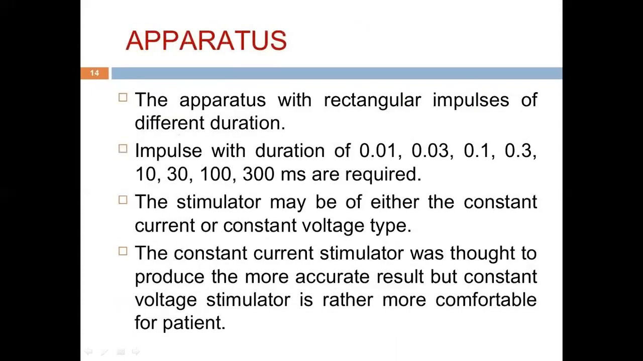Now we will move further to the apparatus. The apparatus has rectangular impulses of different durations. Impulses with durations of 0.01, 0.03, 0.1, 0.3, 1.0, 30, 100, 300 ms are required. The stimulator may be of either the constant current or constant voltage type. The constant current stimulator is thought to produce a more accurate result, but the constant voltage stimulator is rather more comfortable for the patient.